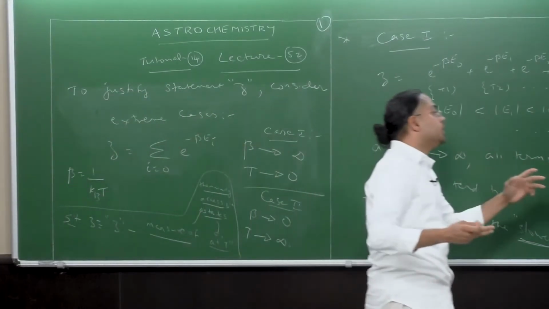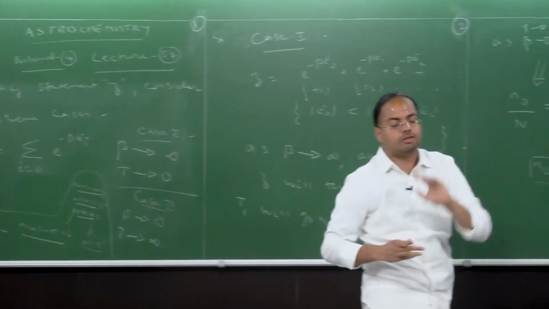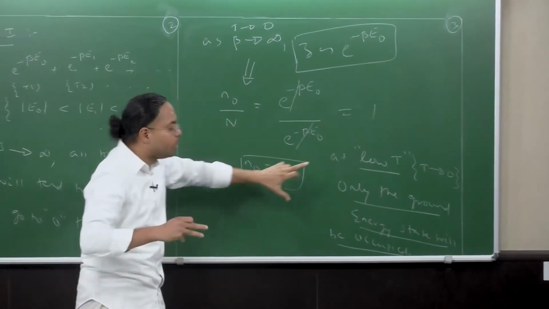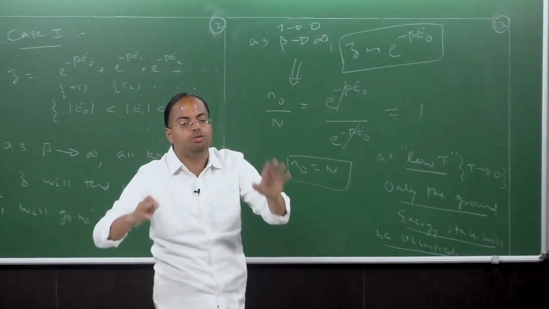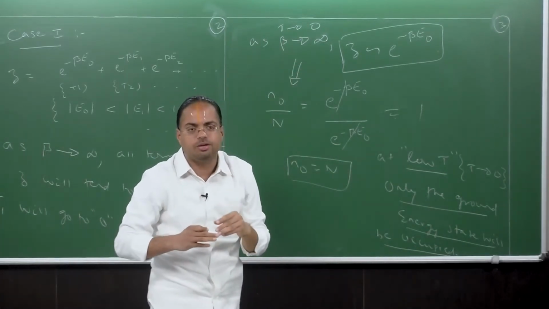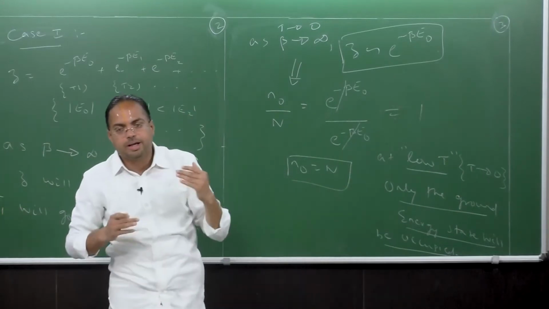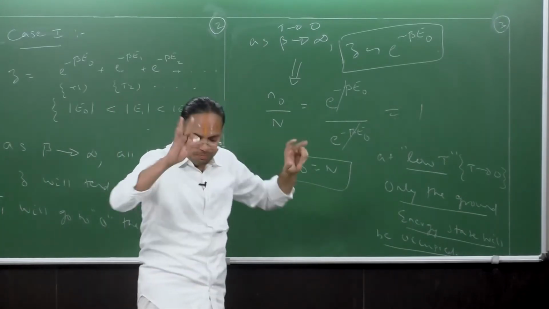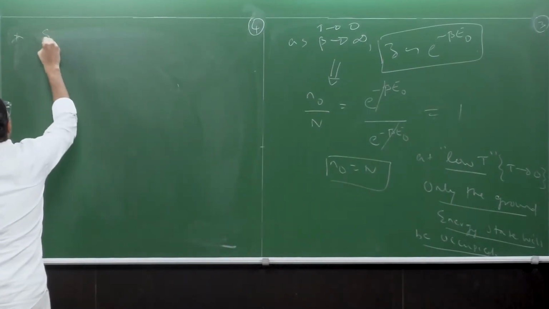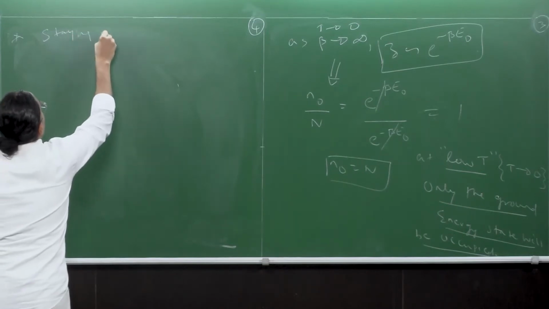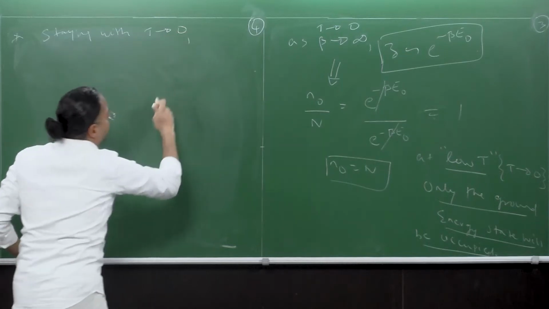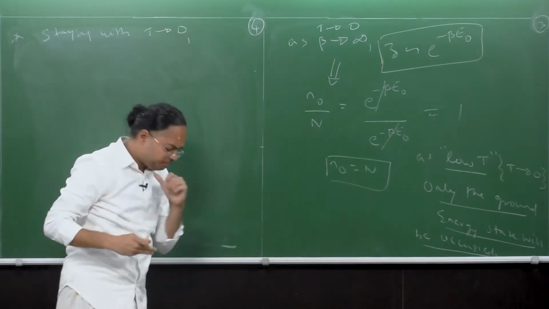Now what do we do next? We shall now go to the next extreme case. But before going to the next extreme case, I will just highlight one more beautiful aspect at low temperature itself. Let us continue to stay in the realm of T tends to 0 and beta tends to infinity for just a few seconds longer, and we shall then go to the T tends to infinity case. So, staying with T tends to 0, that is, beta tends to infinity.